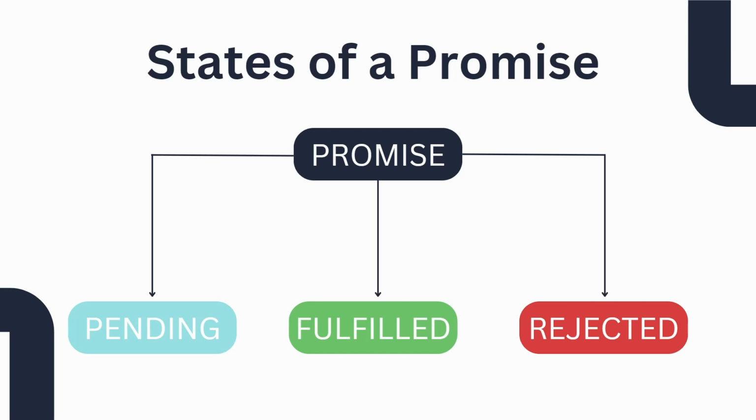Now, depending if the promise is fulfilled or rejected, then if a promise is fulfilled, it means that the promise has been resolved and the result is available. Whereas if the promise is rejected, it essentially means in programming terms that an error has occurred, which you would need to address.